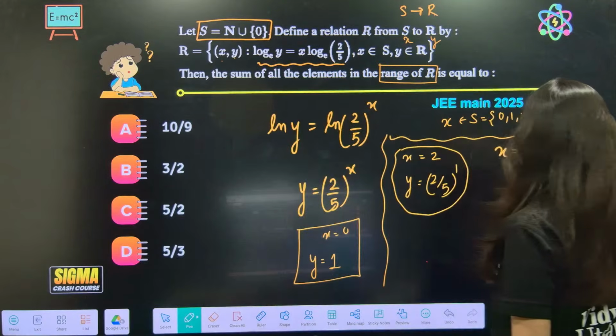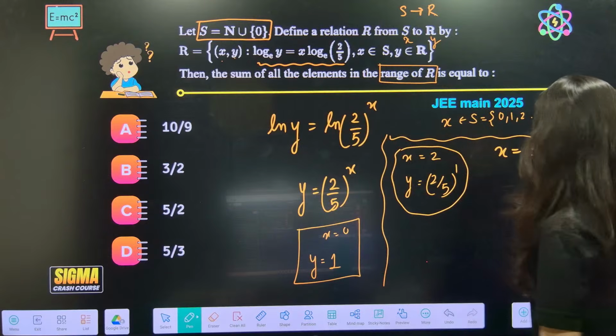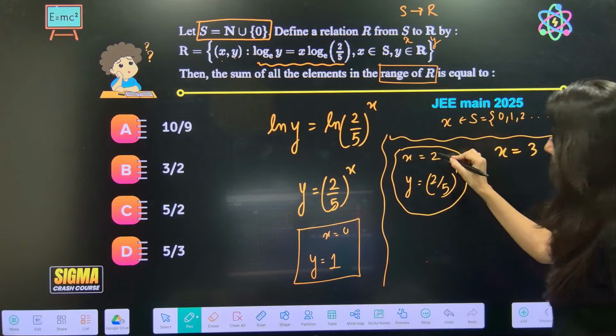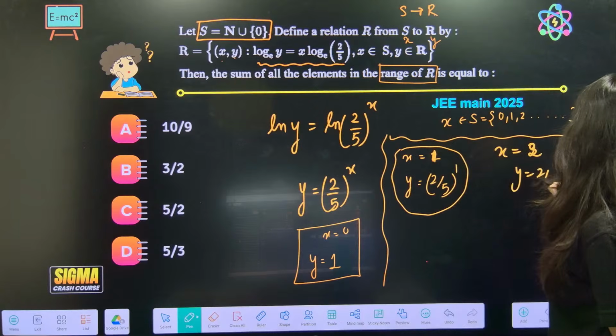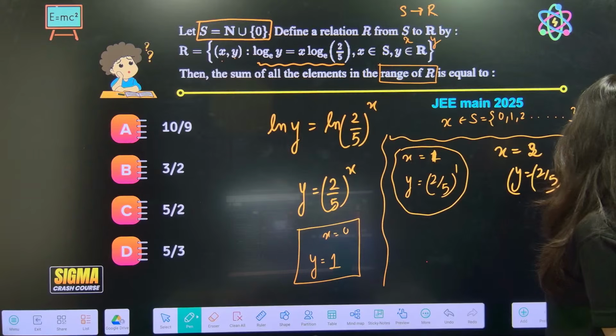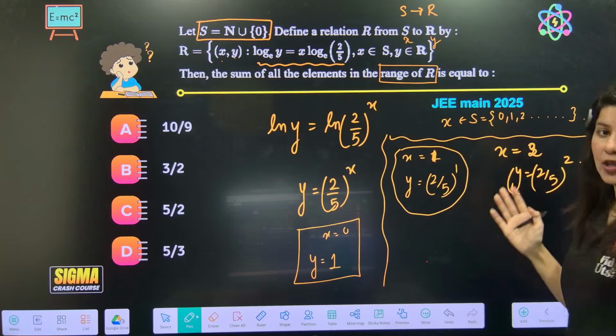X is equal to 3. Sorry, x is equal to 1, right? Huh. X is equal to 2. Y is equal to 2 by 5 power 2. And so on. It will go all the way up to infinity.